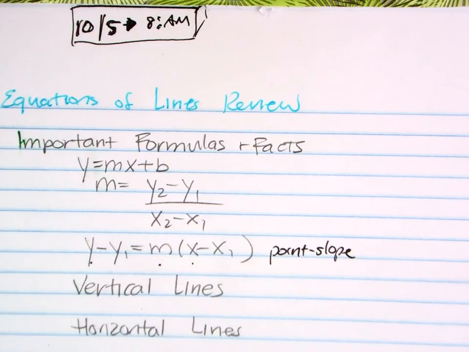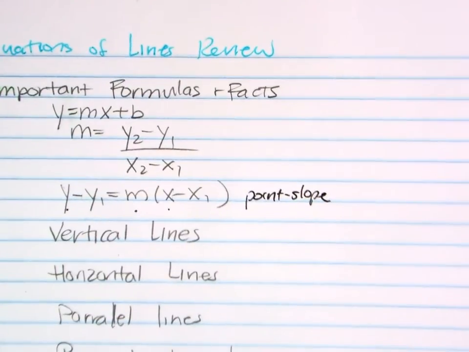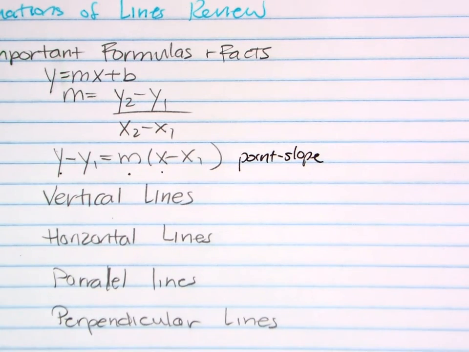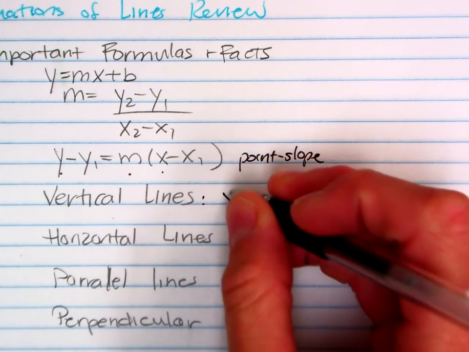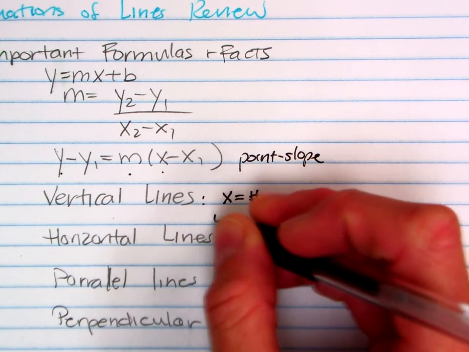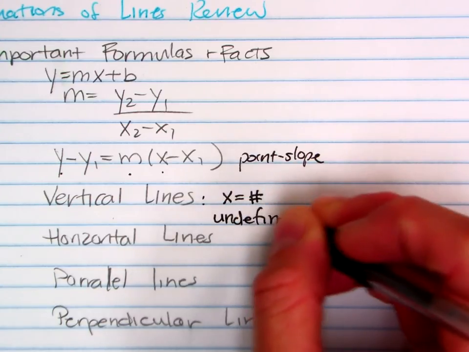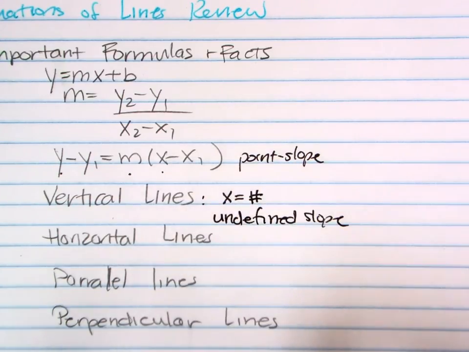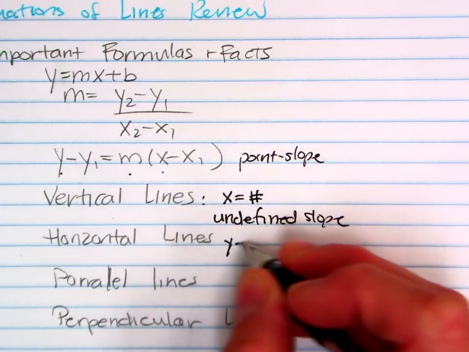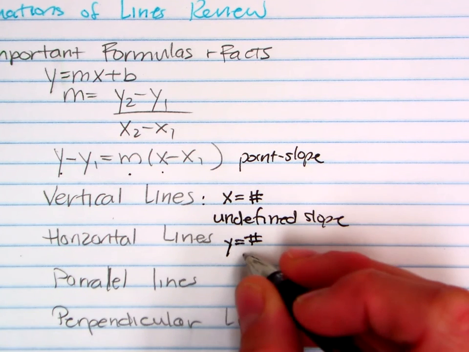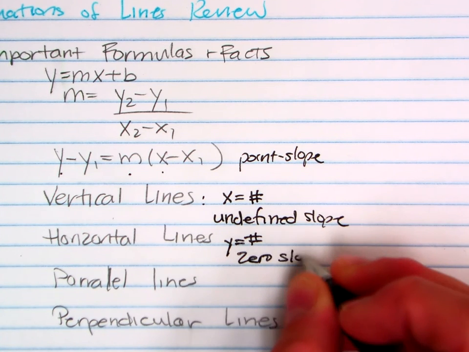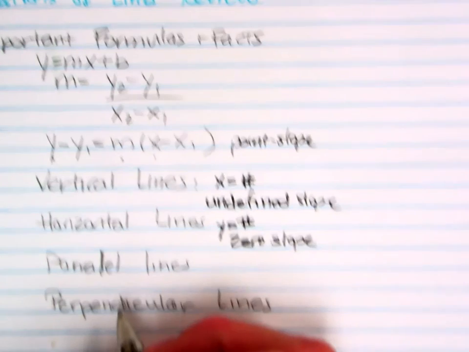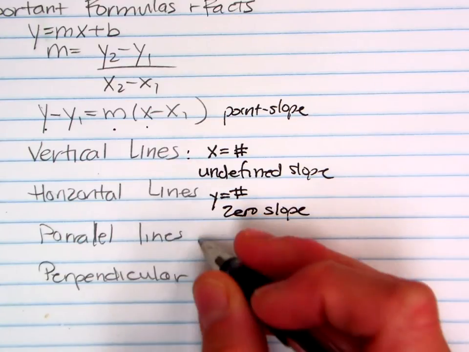A few definitions or other important things to note is that vertical lines are of the form x equals a number, and they have undefined slope. And horizontal lines are of the form y equals a number, they have 0 slope. And when we talk about two lines that are parallel, they would have the same slope.